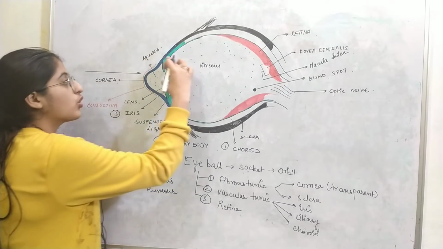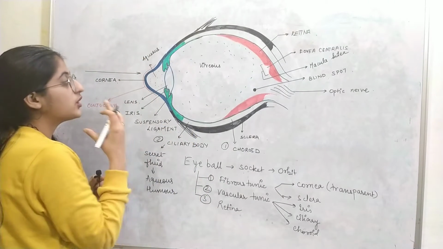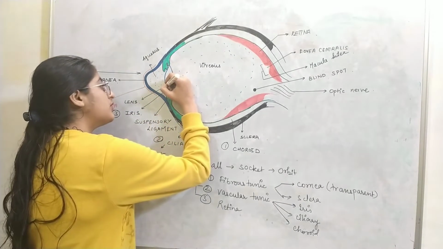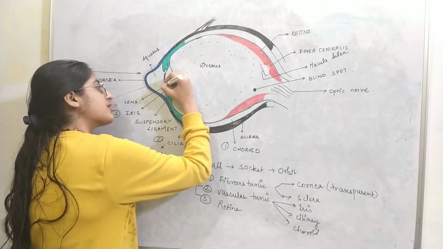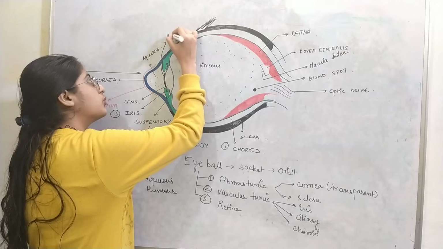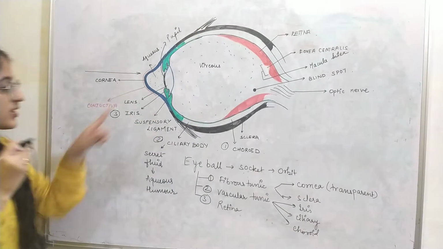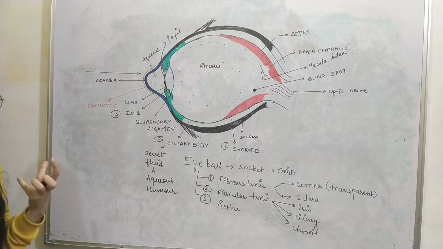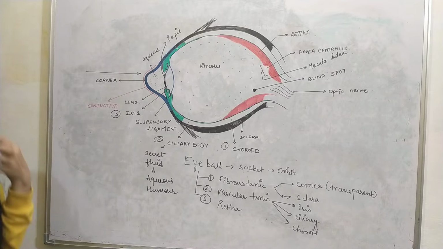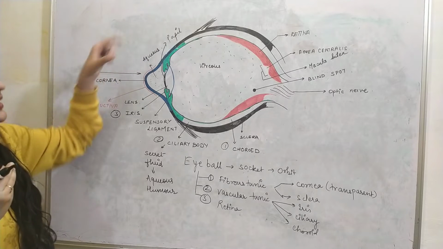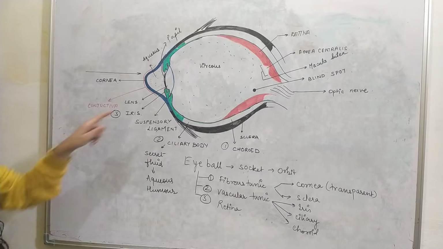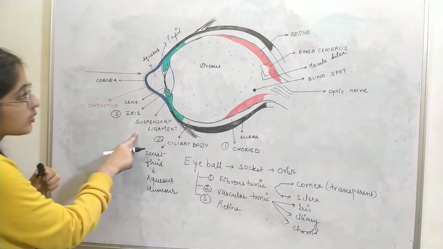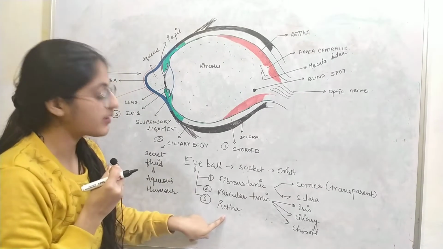This iris not only holds the lens, but it also helps in dilating and contracting the pupil. Now what is the pupil? The frontal portion of the lens is known as the pupil. So what is the function of the iris? It dilates and contracts, so it regulates the amount of light that enters. After that there is a lens that is held by the suspensory ligaments. These are the suspensory ligaments.